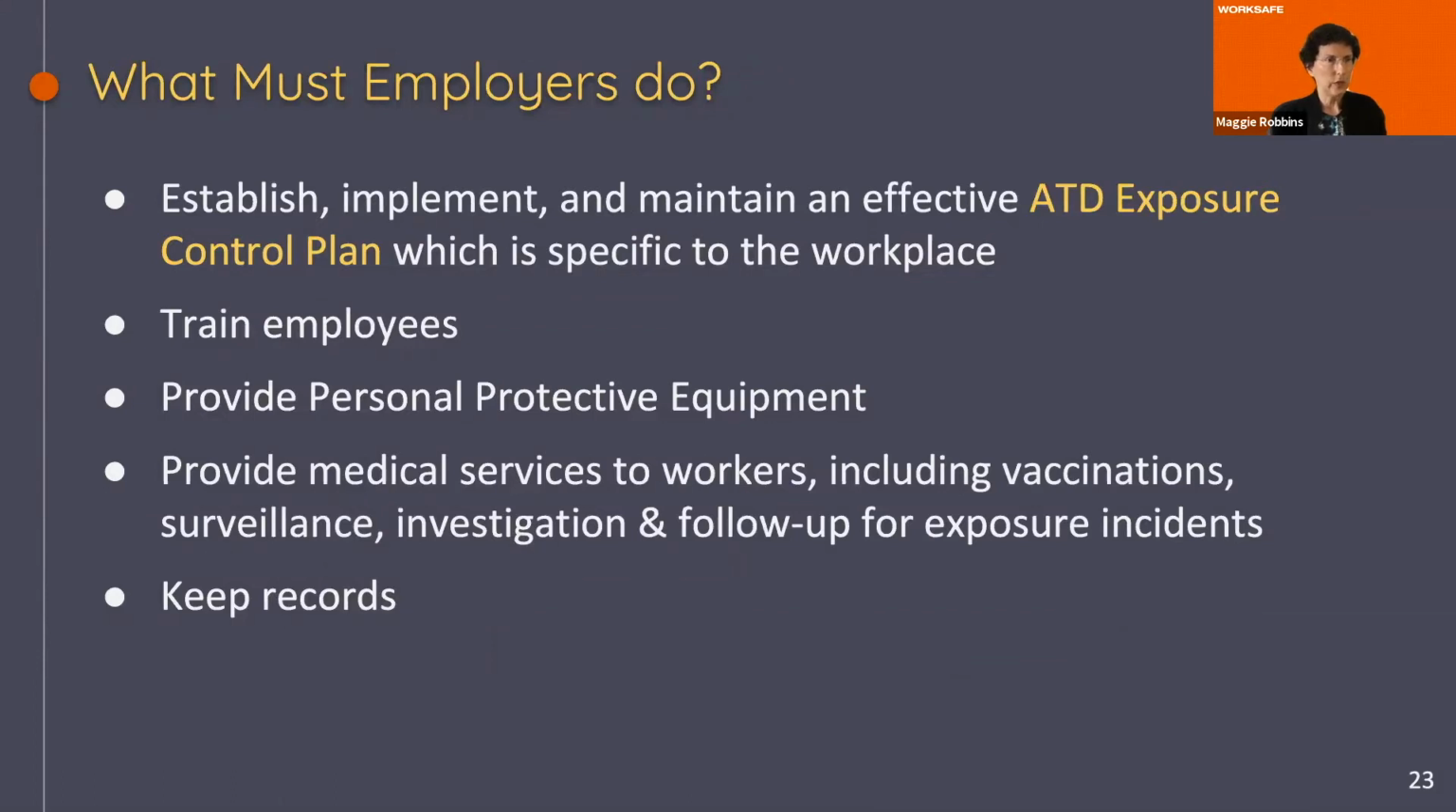So what must an employer do? In general, they have to establish what we call an ATD exposure control plan. They have to train workers. They have to provide appropriate personal protective equipment. They need to provide medical services to workers. For example, if there's something for which there's a vaccine, they make that available, they do surveillance for illness, and they do follow-up if there were contacts where you might want to determine if somebody's been infected. And then they also need to keep records about what they're doing in the program. I'm going to spend a few more slides talking about the details of this exposure control plan.